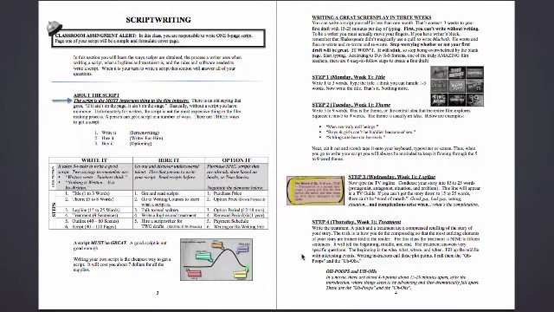Next, we'll move on to the script, and we'll look at how we can change your logline and your treatment into one of the greatest scripts ever.